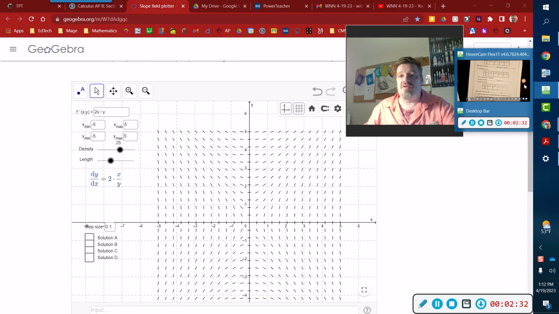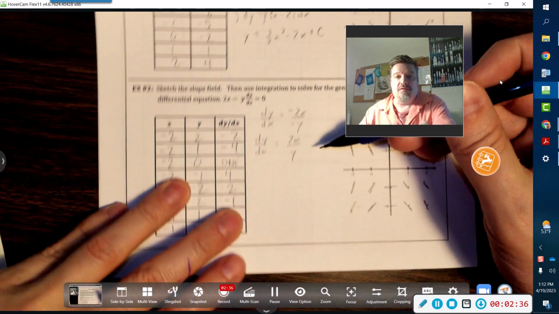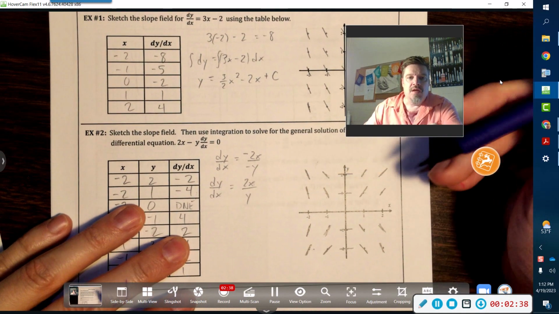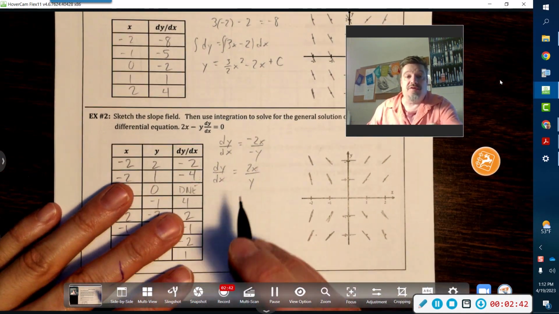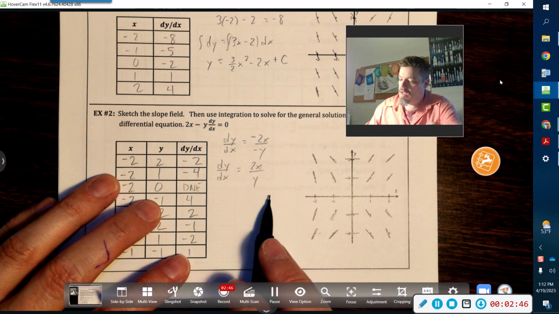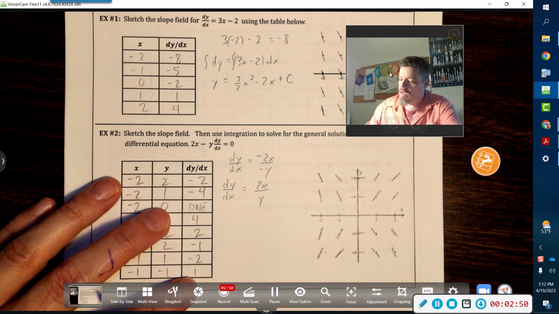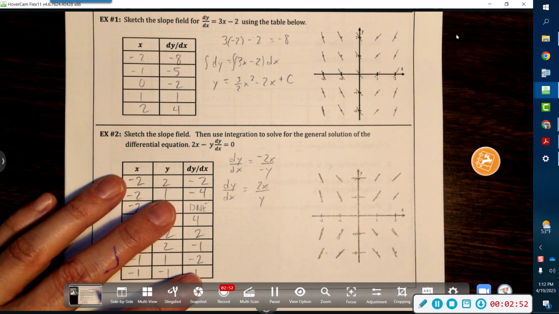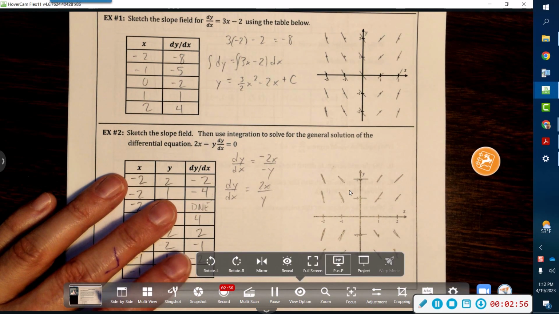So let's actually go and find the general solution to this. We're going to use it to solve for the general solution. So let's go ahead and do that. Now, we're used to seeing this as a single unit.